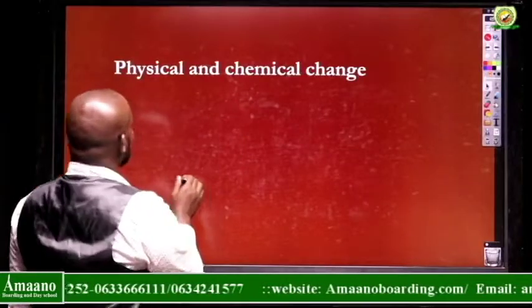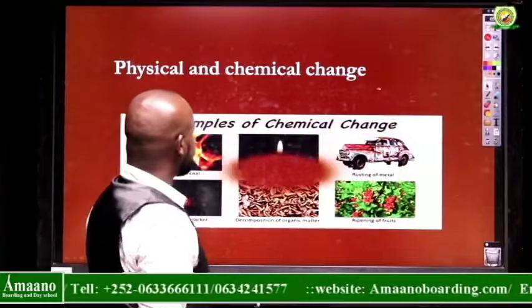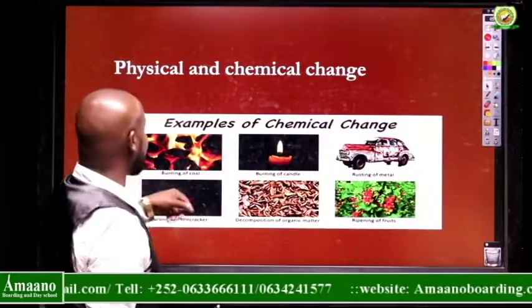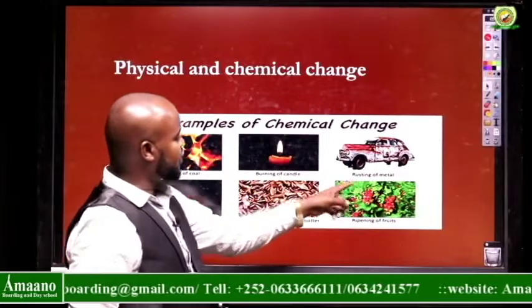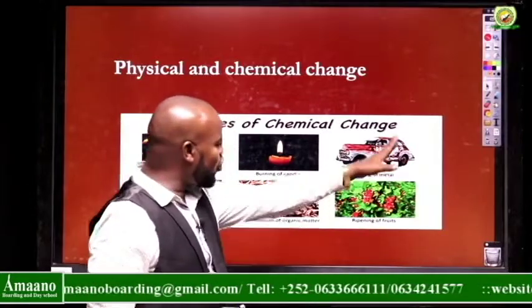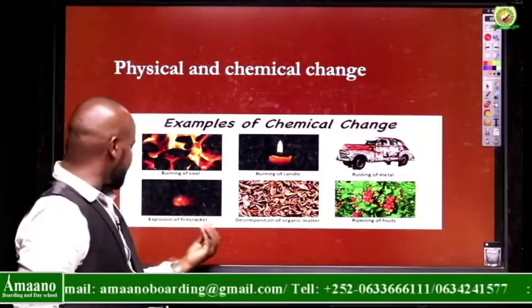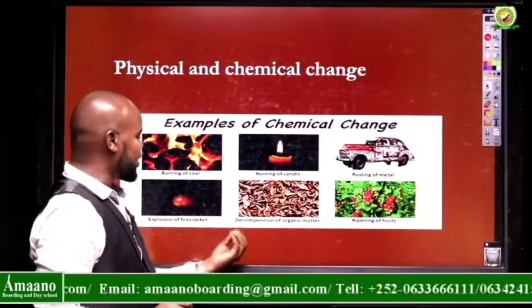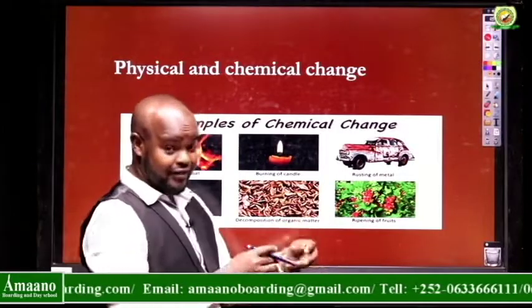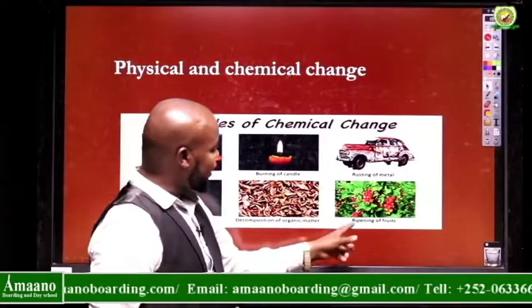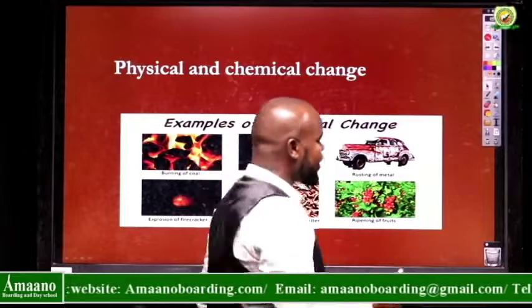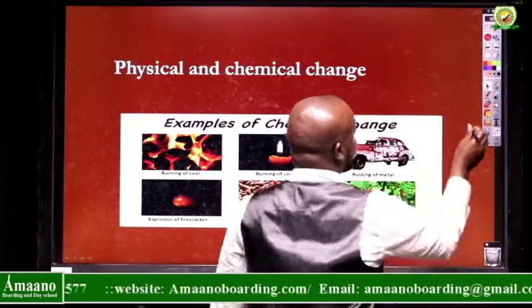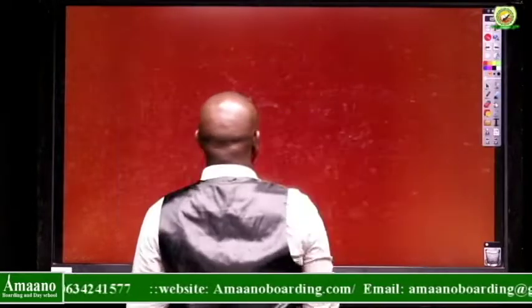Okay, now let's see the physical change. So first, these are examples of chemical changes. Look, the burning of the coal, the burning of the candle, rusting of that old car, the explosion of firecrackers, the decomposition of organic matter like plants. These are leaves, you see, ripening of fruits. These are examples of chemical change.